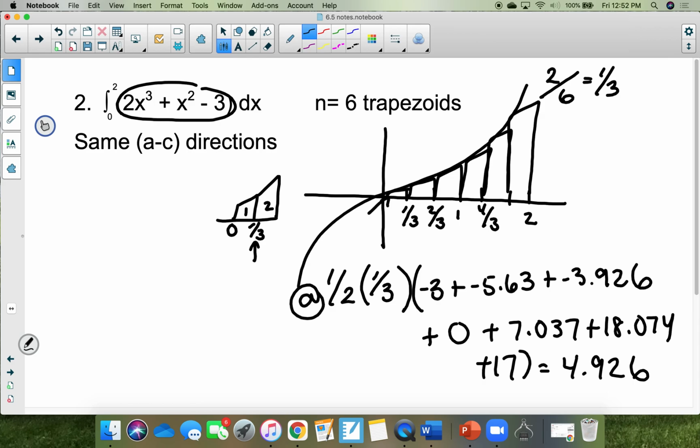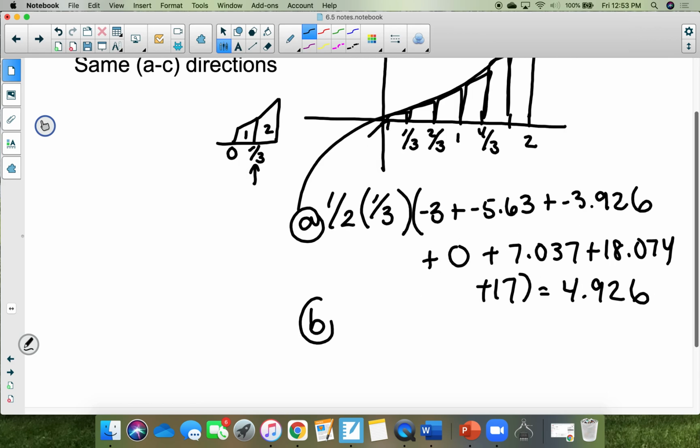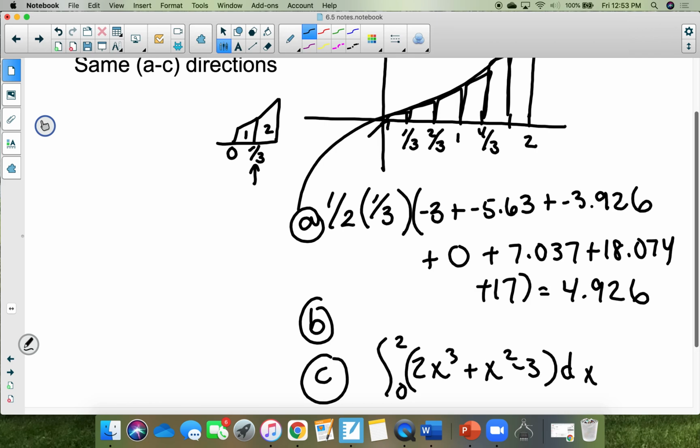The B part we're going to come back to. The C part, you're going to go 0 to 2, hit your F and I N T button, put this all into your calculator, and it's going to end up being 4.6 repeating. Again, this is an overestimate. The trapezoidal method is an overestimate. So that's the first part of the assignment.